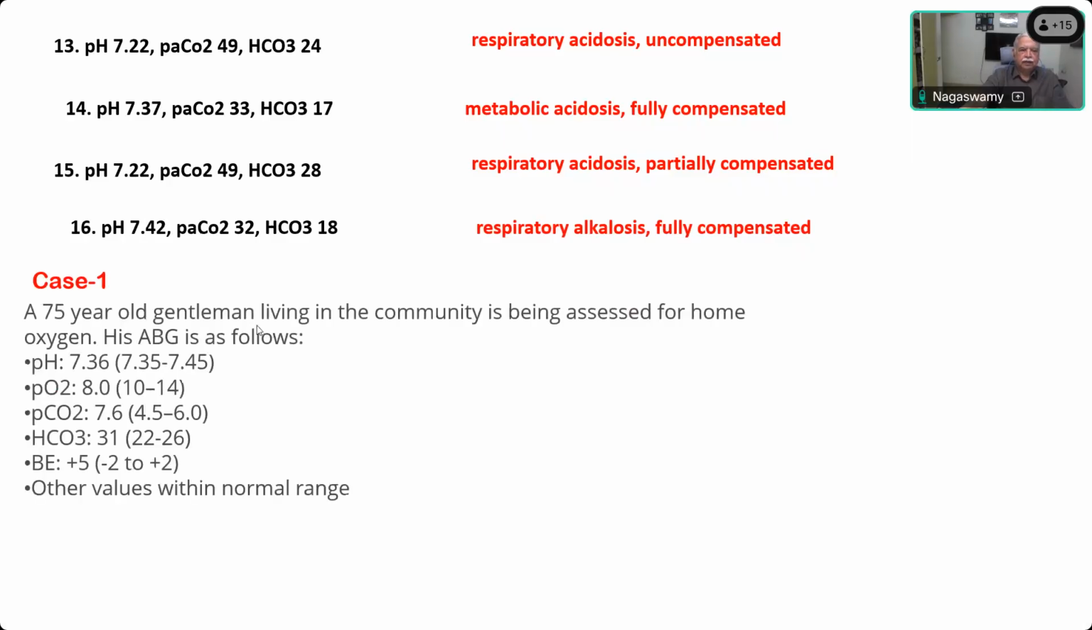Now some case scenarios. A 75-year-old gentleman living in the community is being assessed for home oxygen therapy. These are the ABG values: pH 7.36, CO2 is higher than the normal range, bicarbonate is 31, which is higher, base excess is 5. Other values are within normal range. What is the interpretation of this ABG?